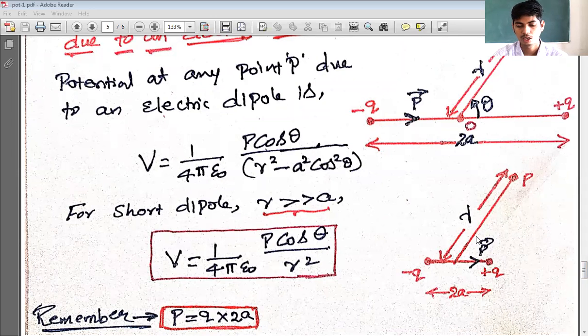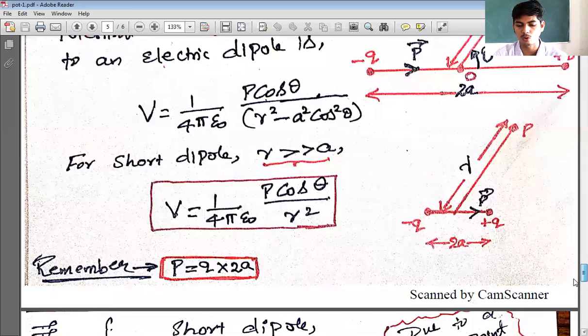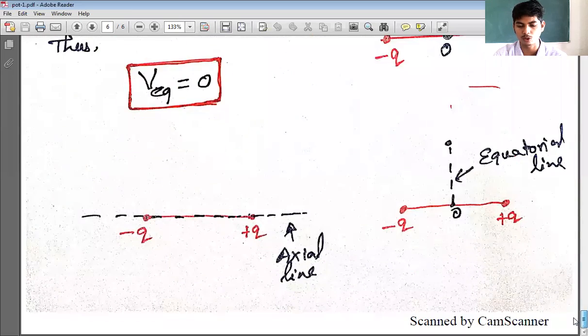Okay. Now we will shift this point P onto the axial line of the dipole. See, in electric fields, I have told you what is axial and what is equatorial line of a dipole.